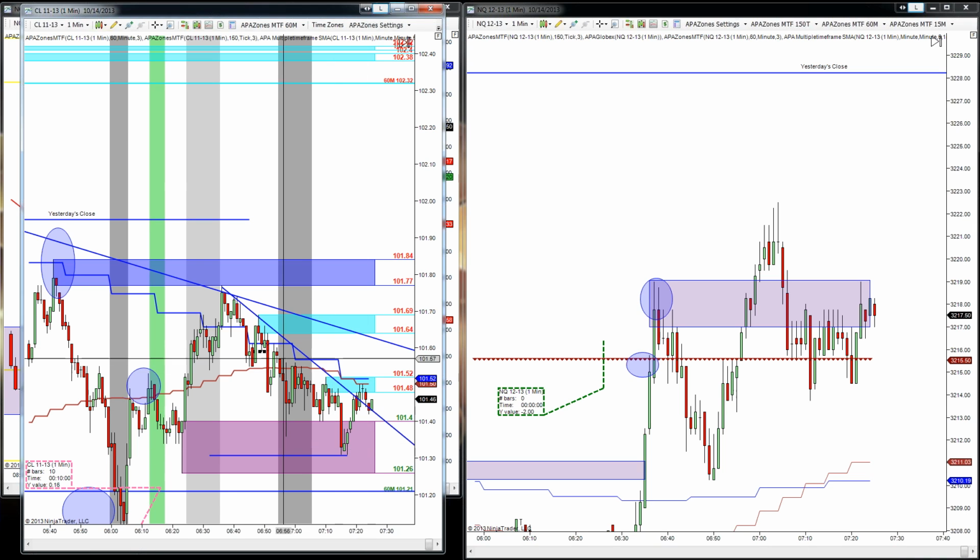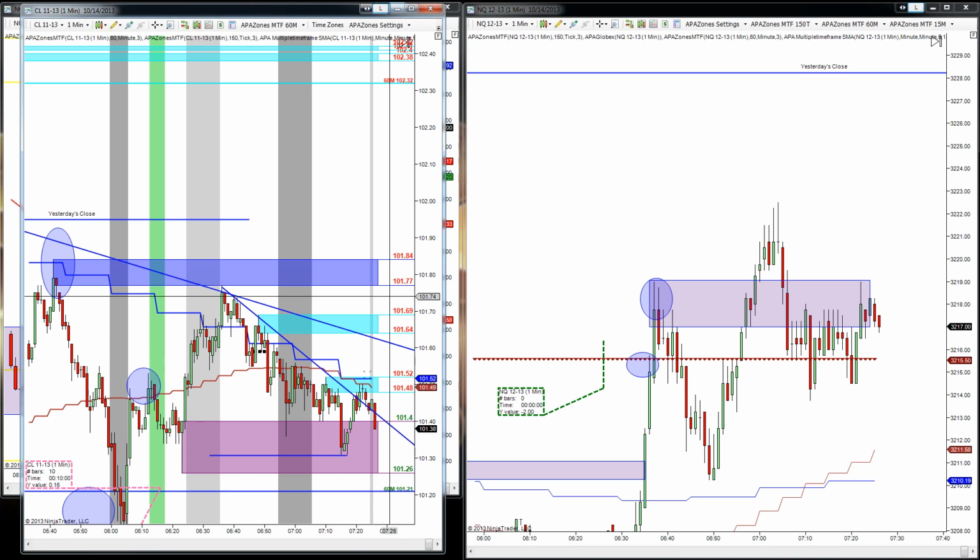I don't know, for some reason I feel like all this chop up and down, there's been a few different retests of this trend line, and I feel like the trend line's broken, but we'll see.